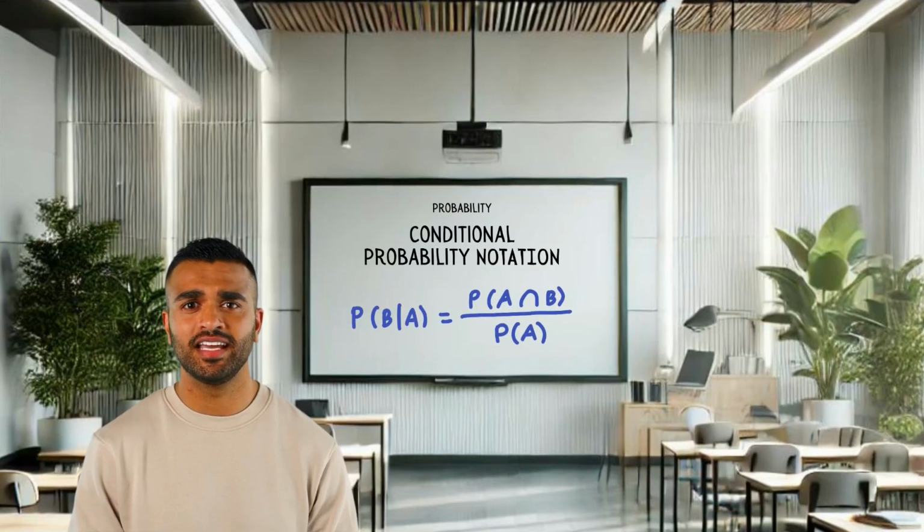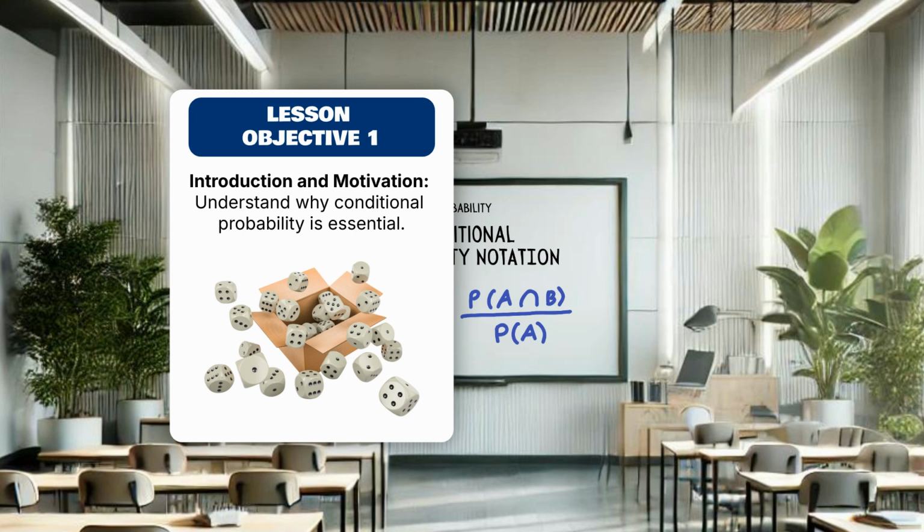The plan for today's lesson is as follows. Introduction and motivation. We will start by understanding why conditional probability is essential. We'll imagine a scenario where we need to determine the likelihood of one event happening given that another event has already occurred. This will set the stage for our exploration.